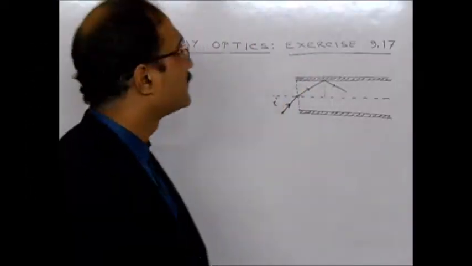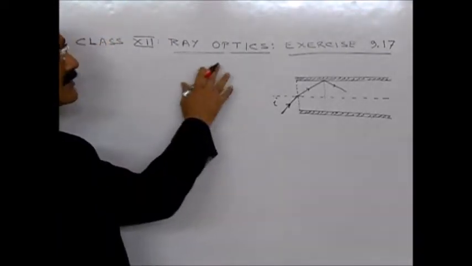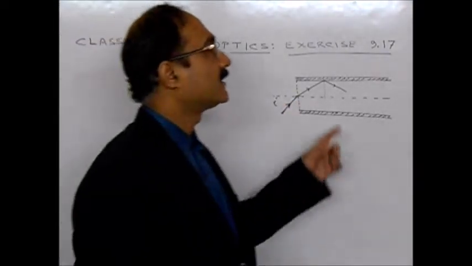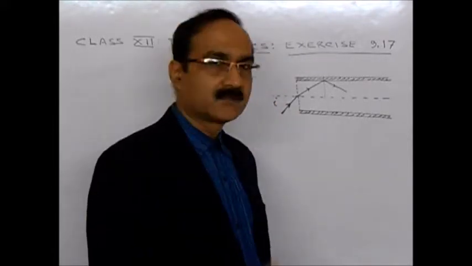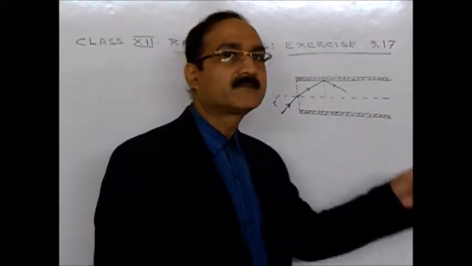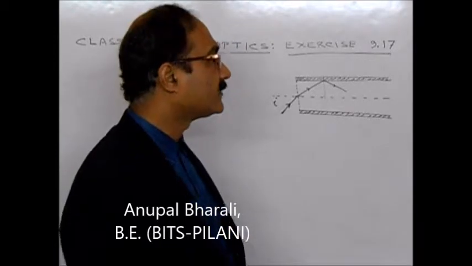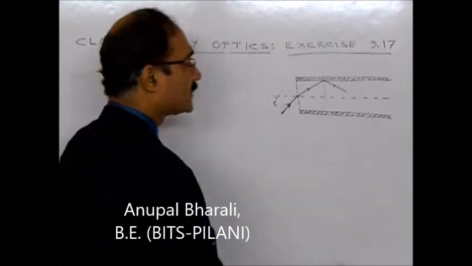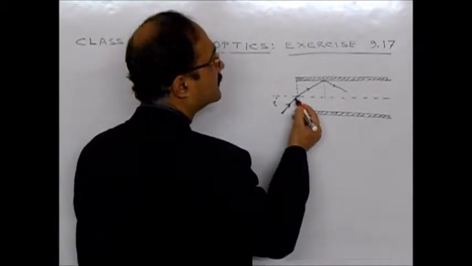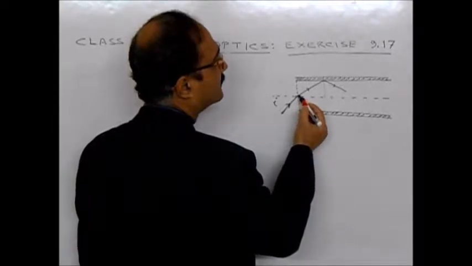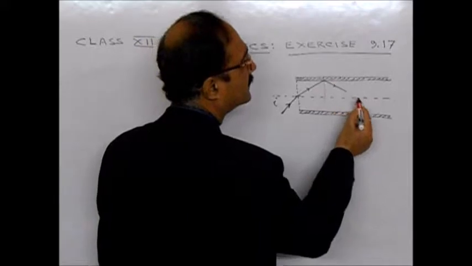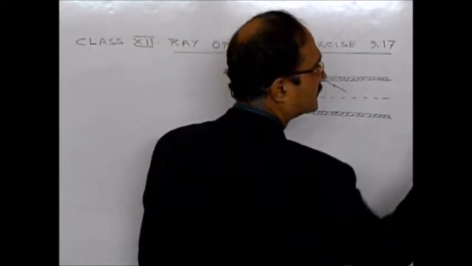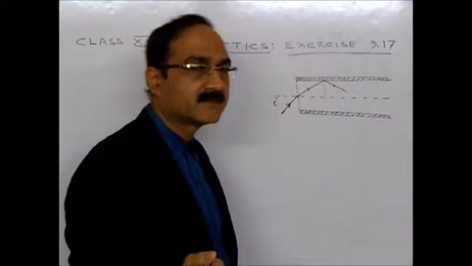This question is from Class 12 Ray Optics, exercise 9.17 of the NCERT book. Here an optical fiber is given, which they have called a light pipe. The ray incident on this gets refracted along this, internally reflected like this, so it will proceed like this. That we know in an optical fiber.